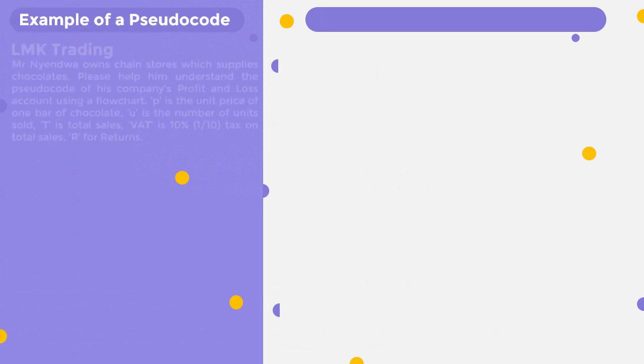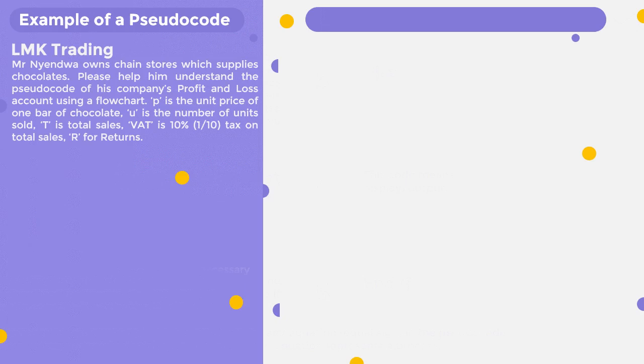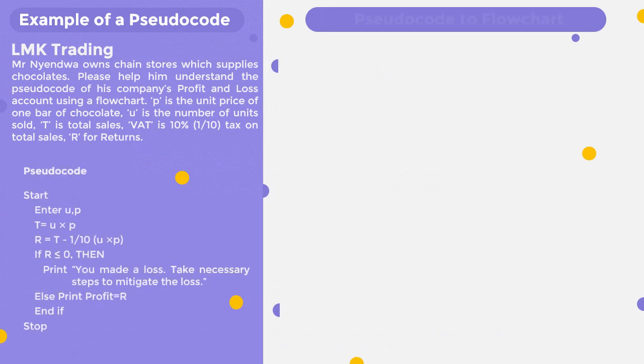Here is an example of a pseudocode. We have this company, LMK Trading. Now, this is Mr. Nyendwa, who owns chain stores, which supplies chocolate. And you are told to help him decode the pseudocode of his company's profit and loss account. Using a flowchart, you will be given symbols to say P is the unit price of 1 bar of chocolate, U is the number of units sold, T is the total sales, VAT is 10% tax, which is 1/10 on all total sales, and R is for returns. Here is the code you are given.